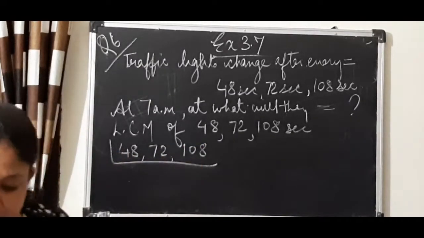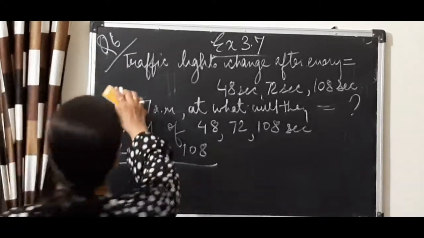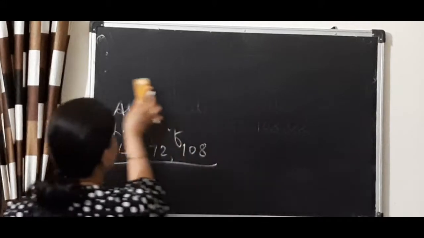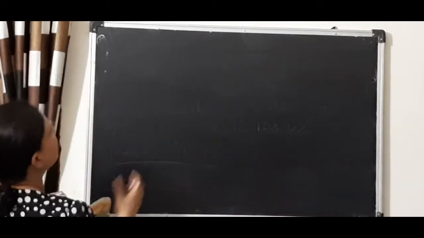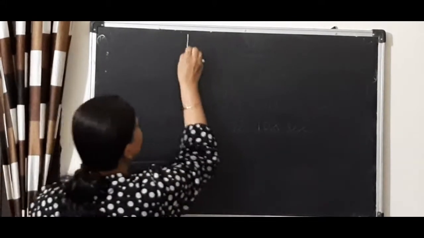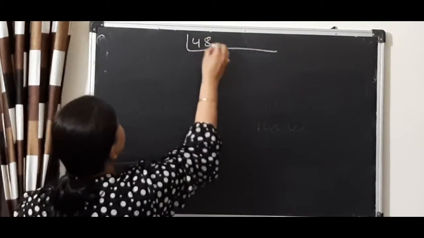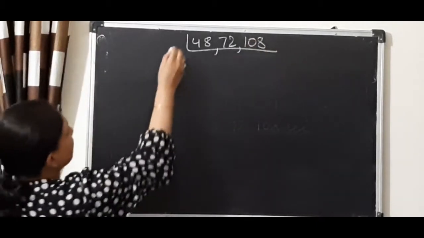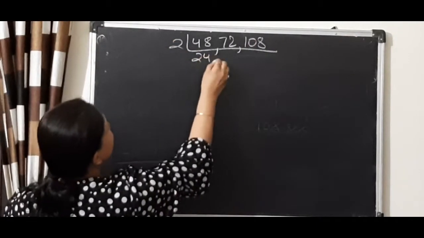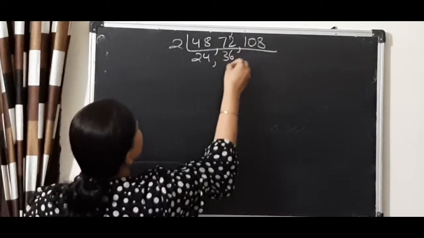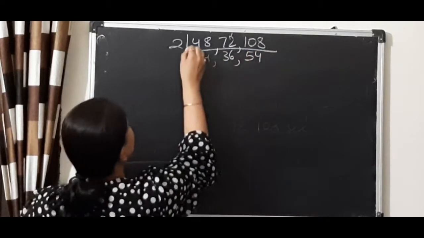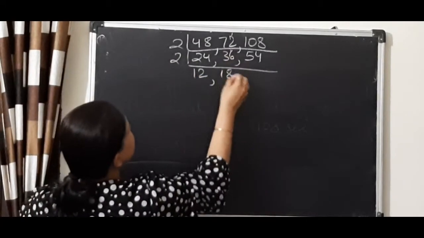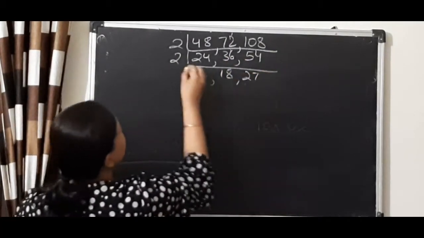I have less space, so I will rub this out. In the meantime, as you read the question, you can start along with me and find the LCM, and you can be ready with the answer before me. What is the LCM of 48, 72 and 108? We will start with 2. 2 twos are 4, 2 fours are 8, 2 threes are 6, 2 sixes are 12. Next, 2 ones are 2, 2 nines are 18, 2 fifty-fours are 108.